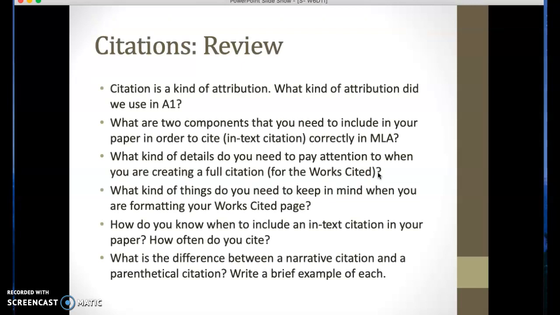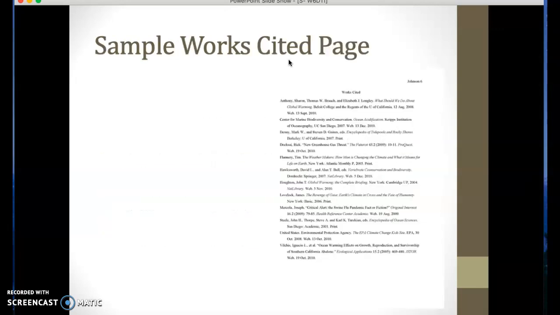So let's talk about citations. You guys read about this for homework. So a little bit of review. I want you to take this quiz and answer it to the best of your ability. We are going to go over some of these questions in this class lecture. So make sure you listen to the lecture first and then go to Canvas and take the quiz, and that'll ask you all of these questions.